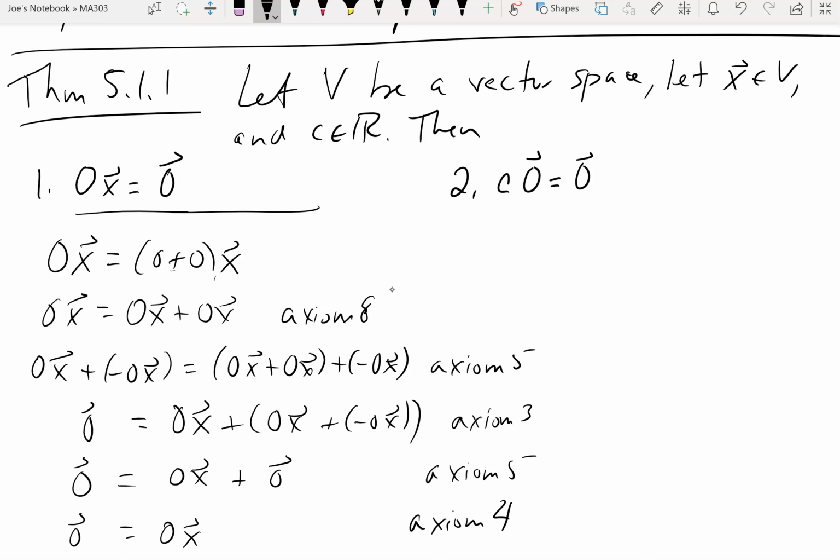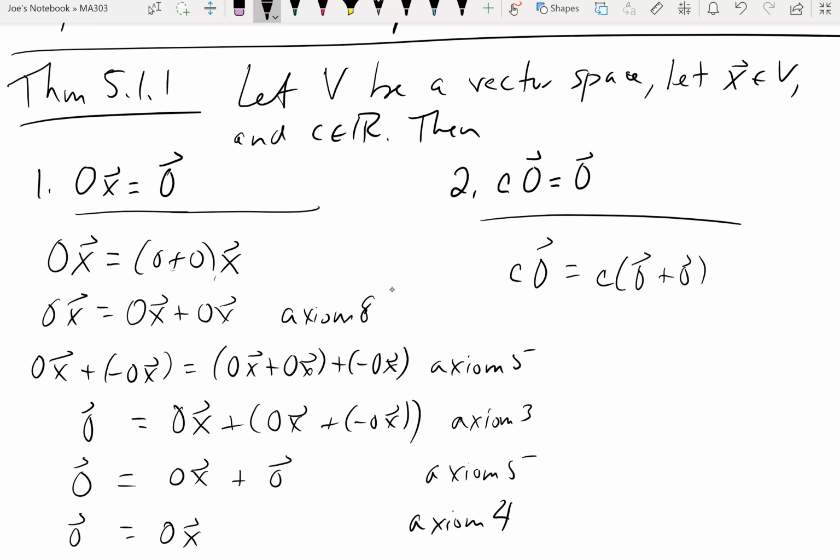All right, I'm not going to go through it right now because of time, but how do you think you would start number 2? The same way. I would take c times the 0 vector and rewrite it as what? Good. Yep, exactly. And do the same kind of proof.